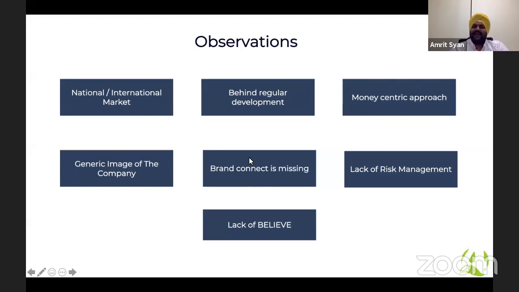Then comes brand connection. Brand connect is missing. Brand connect, as I've given an example: suppose there is a fan option again. The brand is good, the product is also good, but it is not selling. So brand connect means giving a business solution.